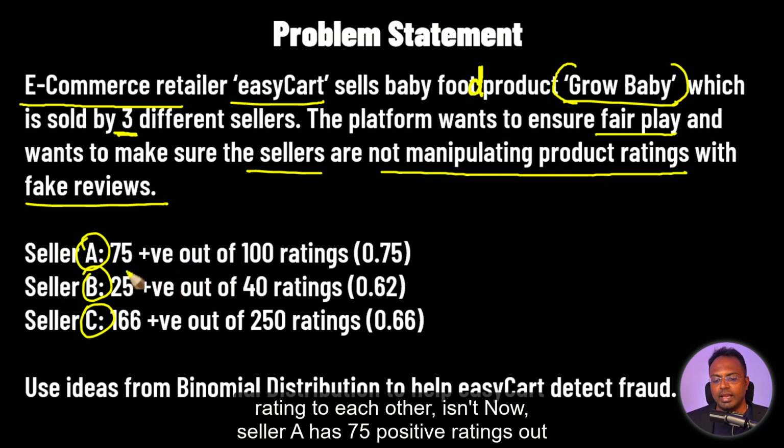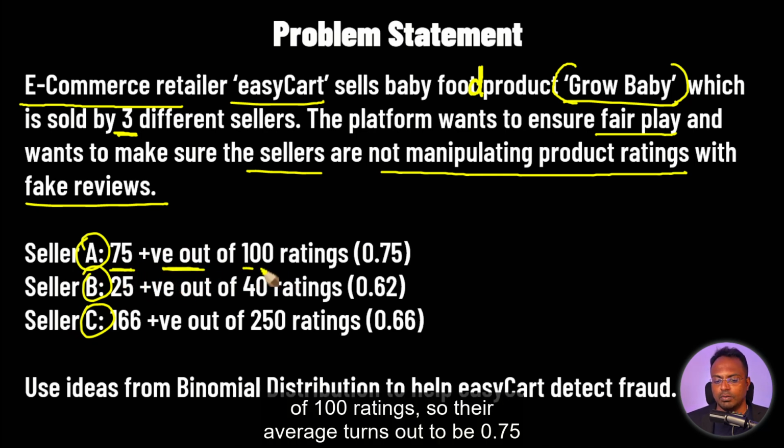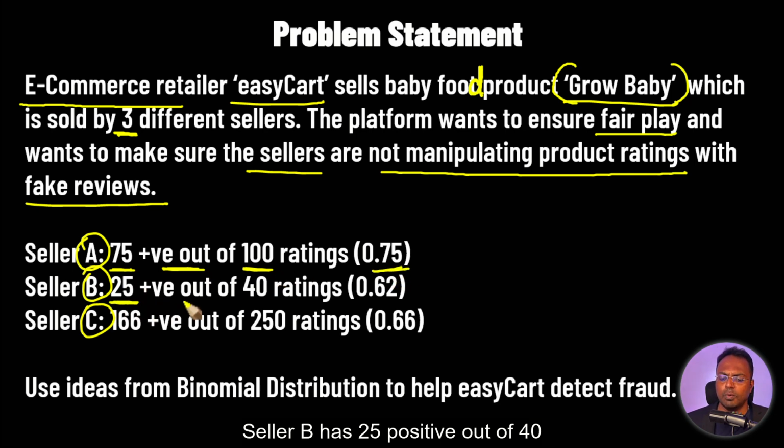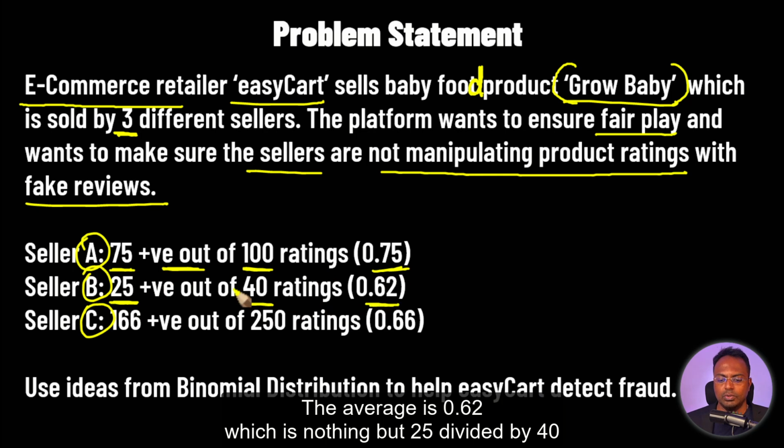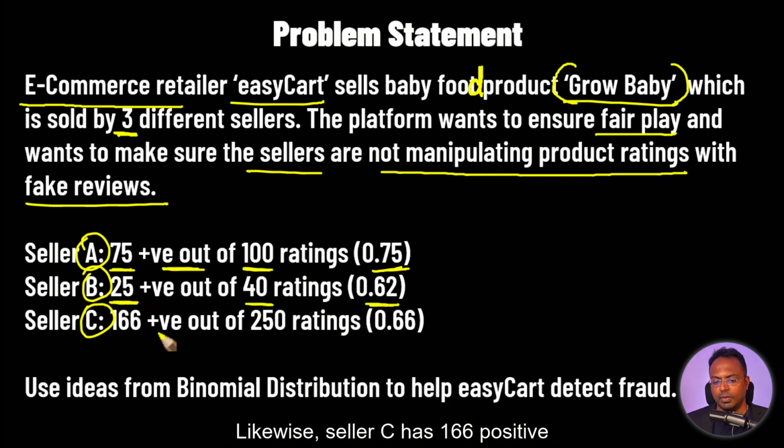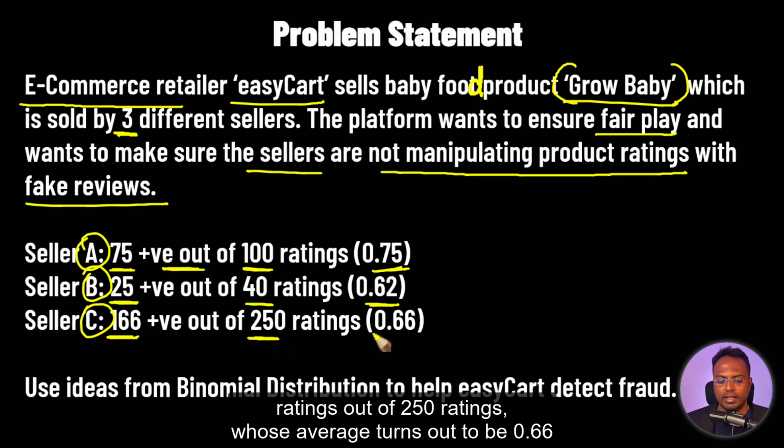Now, seller A has 75 positive ratings out of 100 ratings. So their average turns out to be 0.75. Seller B has 25 positive out of 40. The average is 0.62, which is nothing but 25 divided by 40. Likewise, seller C has 166 positive ratings out of 250 ratings, whose average turns out to be 0.66.